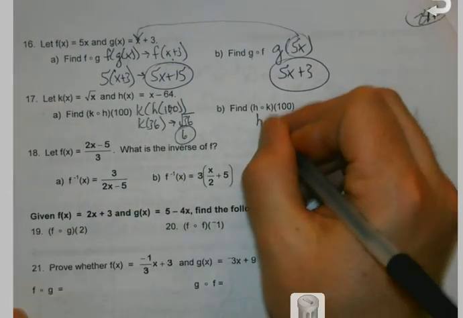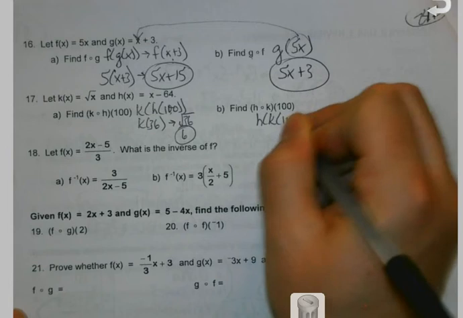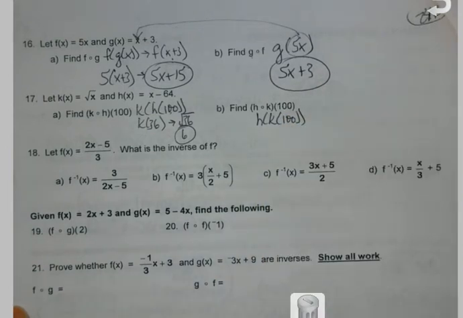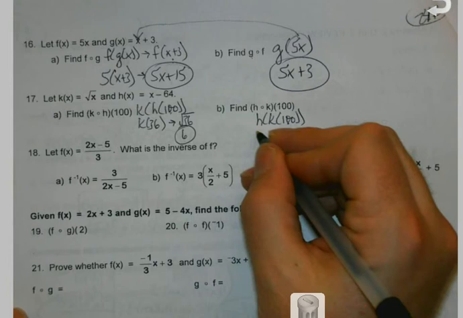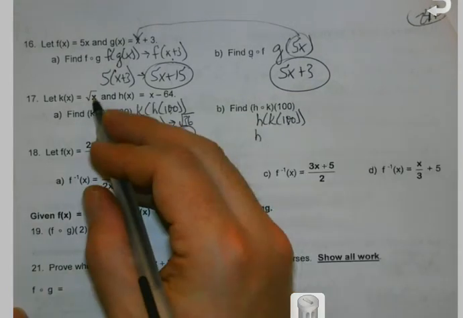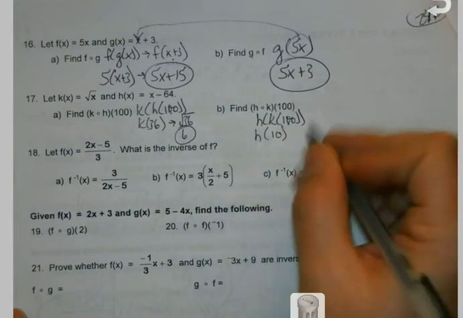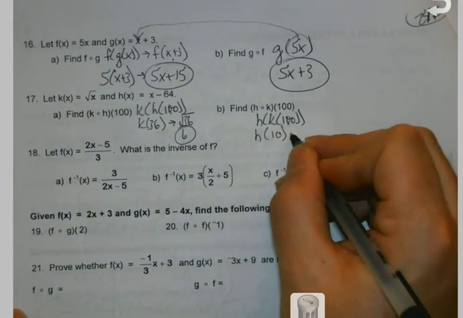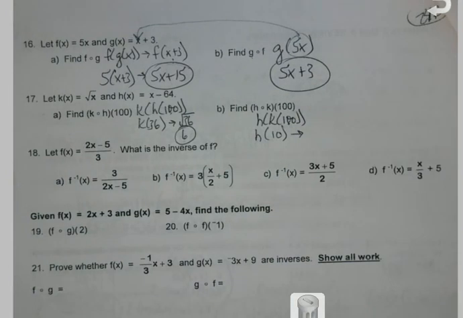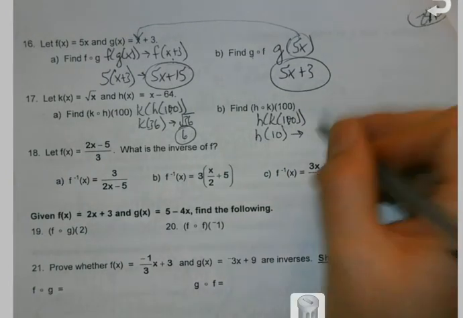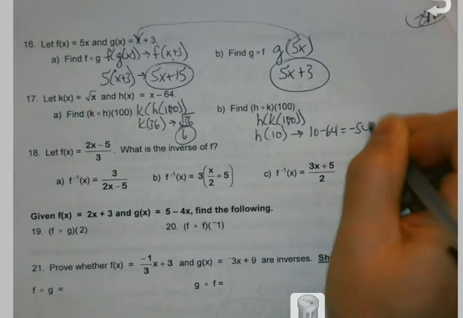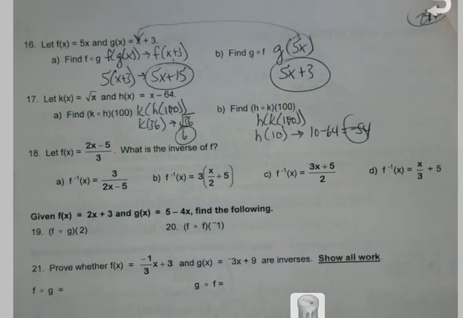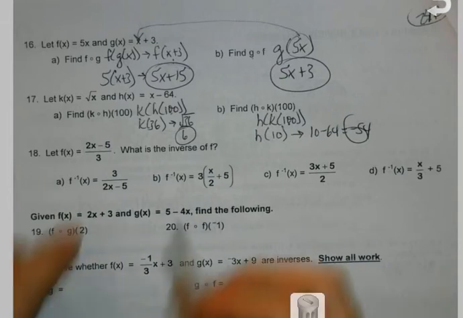So for some of you, I really think putting that extra step in like this would help. Oh, I'm plugging 100 in for k. Square root of 100 is 10. And then it's like, oh, okay, well, this isn't so bad. So this would be 10 minus 64, which is negative 54. And I'm done. Like, all right, this ain't so bad.